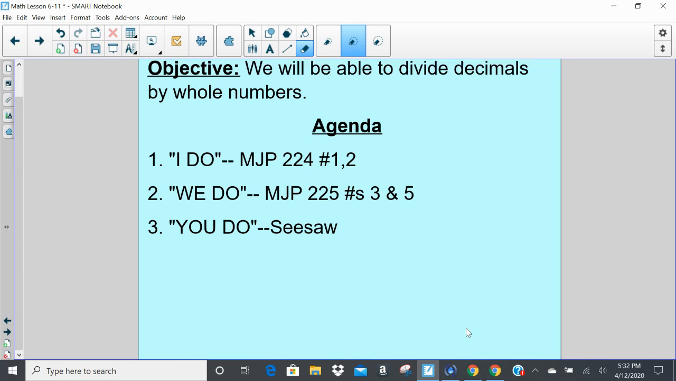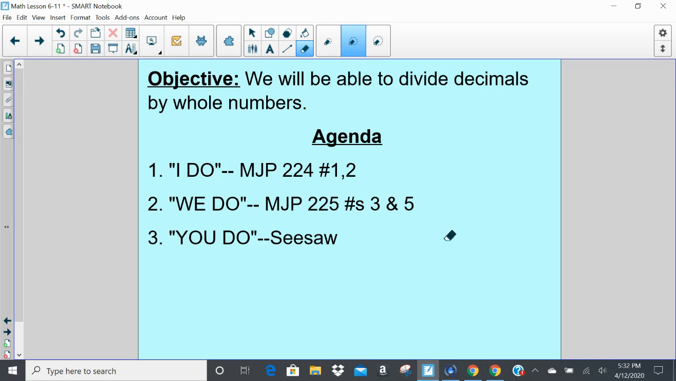Let's take a look at what we're doing. So today's objective, we're going to be able to divide decimals by whole numbers. Now, I know that some of us may already know how to do this. I know Reagan and Grady had a lesson on this. So some of us should be pretty familiar with this. So today, it might be a review for you. So let's go ahead and get started.